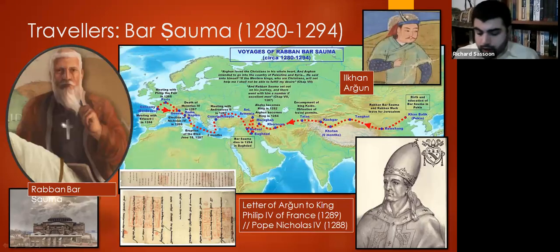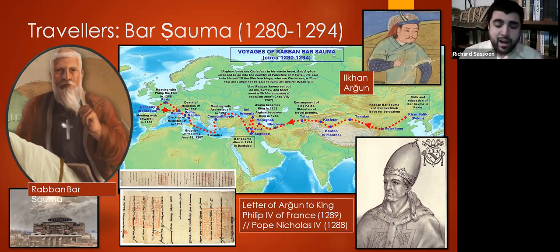But Marco Polo wasn't the only traveler, and so we have travelers from the other side as well. You have Rabban bar Ṣauma, who you can see in the picture there. Now, Bar Ṣauma was an Ongud, which is a Mongol tribe, but he was a Nestorian Christian. He was converted to the Assyrian Church of the East, the Nestorian Church, and he set out with his pupil Marcos on the desire to see Jerusalem.